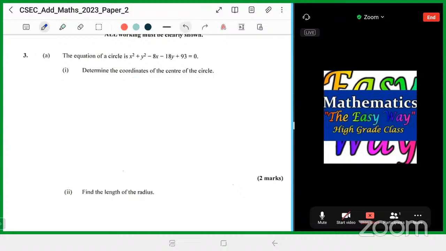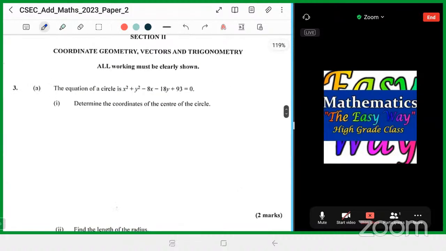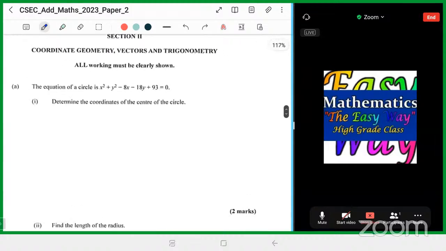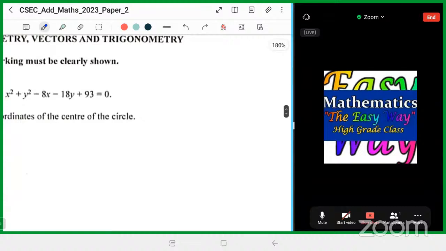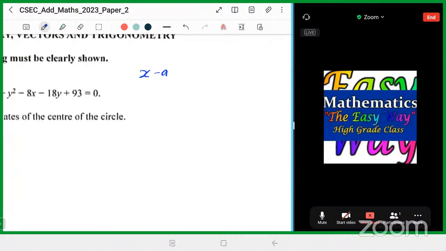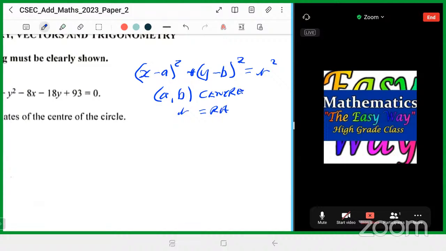And the method I prefer to use is to complete the square, but also I want the length of the radius. So I prefer to convert this into the standard form. The standard form basically is this. It is (x minus a) squared plus (y minus b) squared equals the radius squared. So when it is in this form, if you have a circle, the (a, b) is the center of the circle, and the r is the radius of the circle.